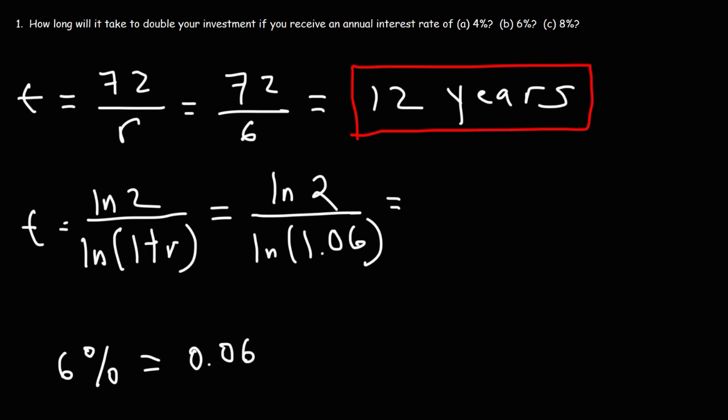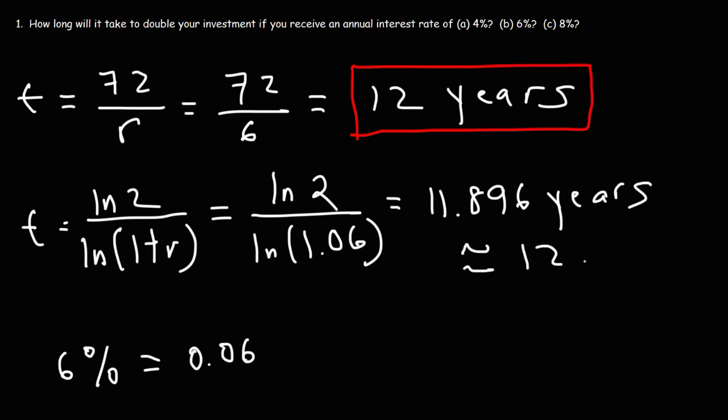You could use log or natural log. You're going to get the same answer. The answer I got is 11.896 years, which is approximately 12 years. So for this particular interest rate, the two answers are very, very close to each other.